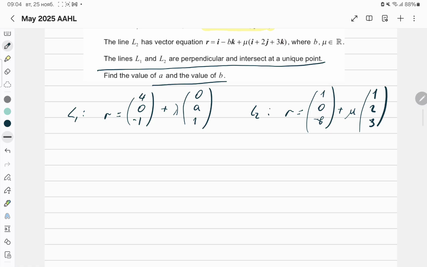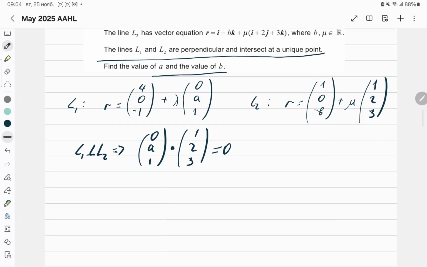So it says perpendicular and intersect. What does perpendicular mean? If L1 is perpendicular to L2, it means the scalar product of the direction vectors, (0, a, 1) dot (1, 2, 3), is equal to 0. That gives the equation 2a plus 3 equals 0. I hope you know how to multiply. So that's how we get the first equation.